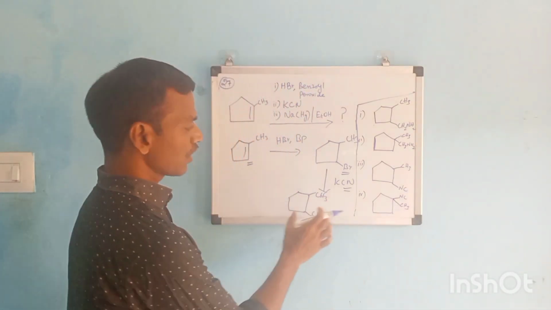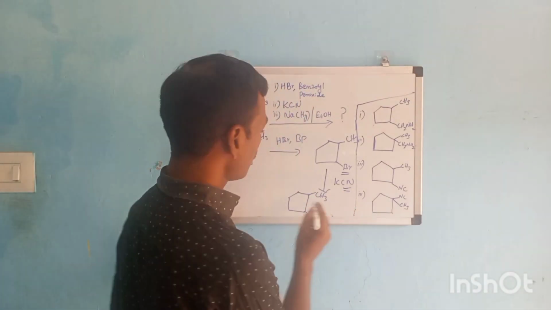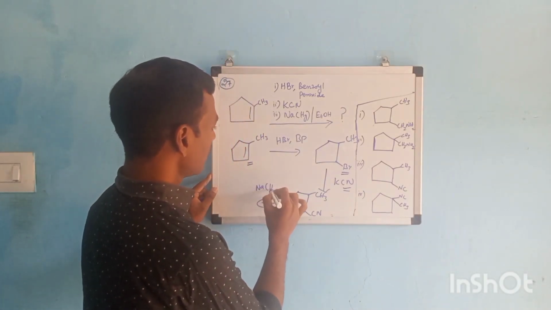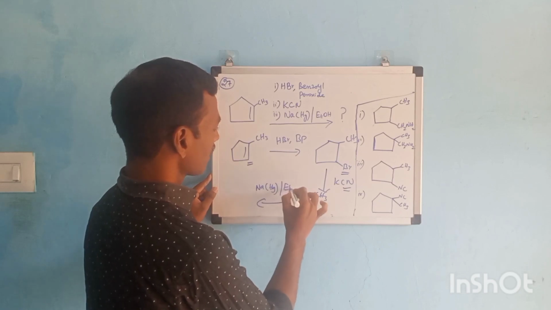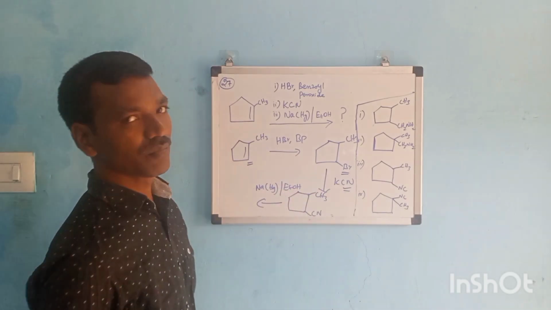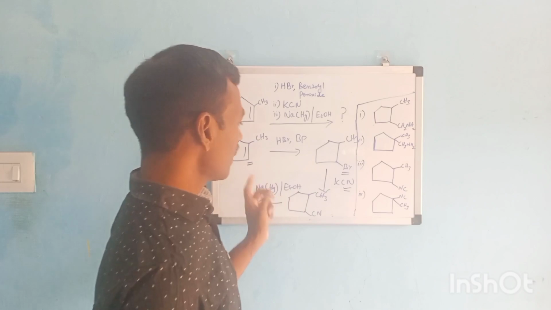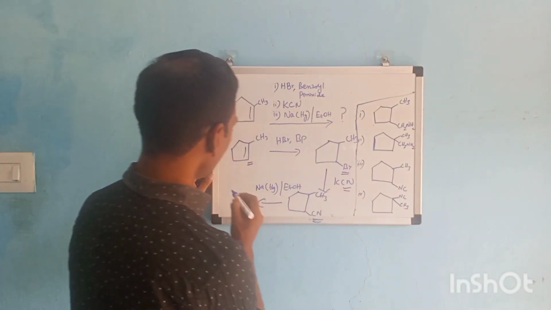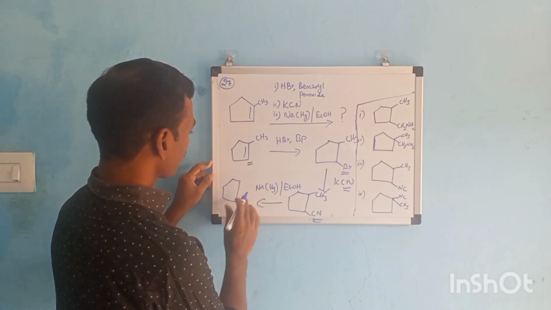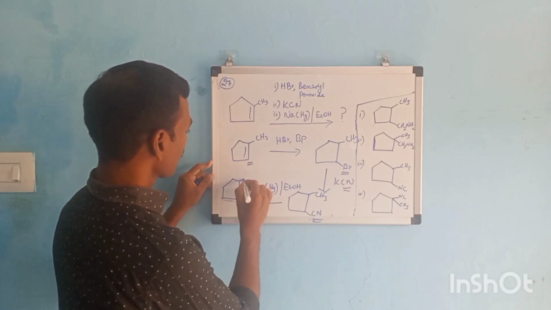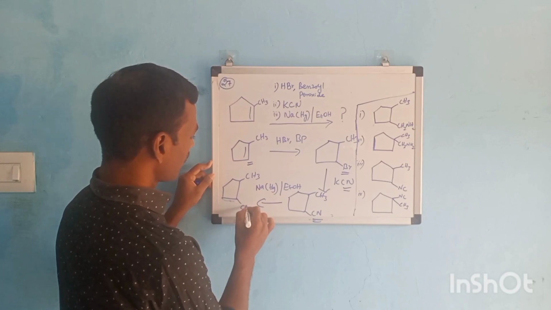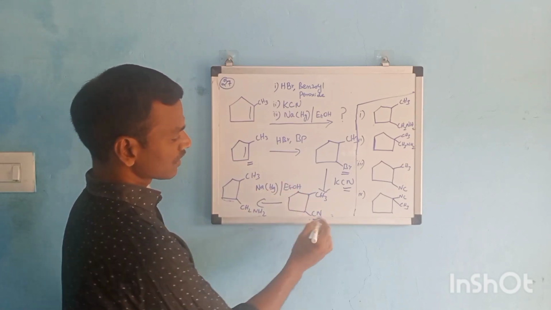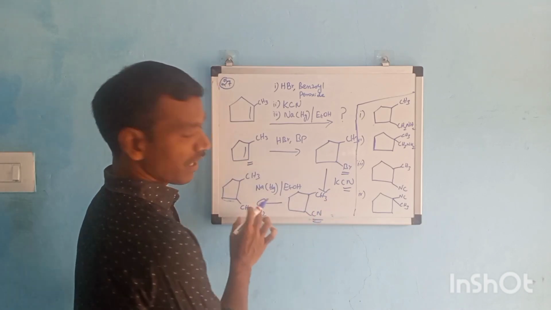Okay. Once the cyano product is formed, it reacts with sodium amalgam in ethanol. It is a good reducing agent, so it reduces the cyanide group to a primary amine, like this. Primary amine, CH2NH2. This reducing agent reduces the cyanide or nitrile group to a primary amine.